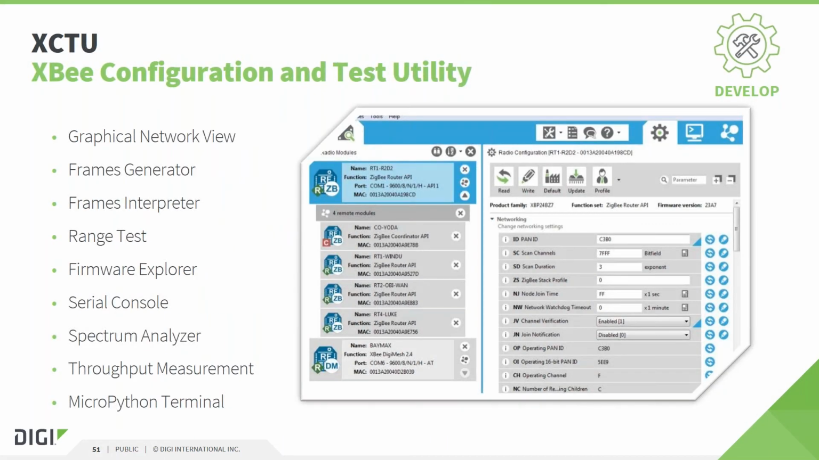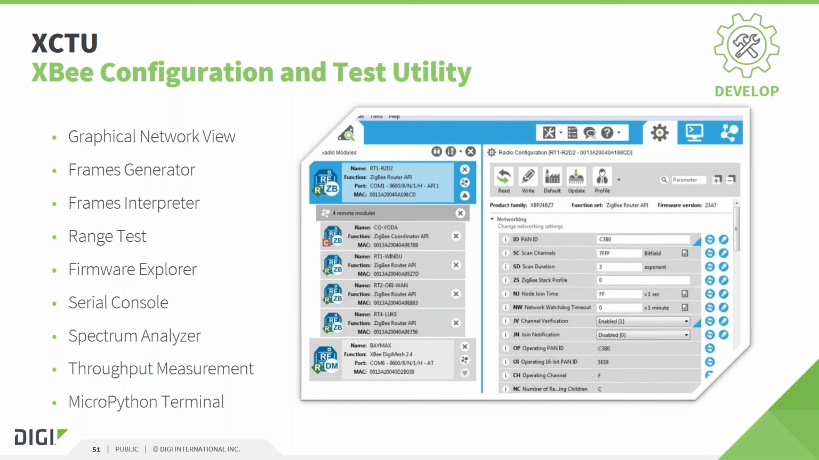XCTU is the configuration and test utility for XBee products. It allows configuration and firmware updates of modules connected to a PC and remote devices in the network. It comes with a graphical network view, providing a logical view of the network, including the connection quality of RF links. It includes several tools to test and analyze API communication.